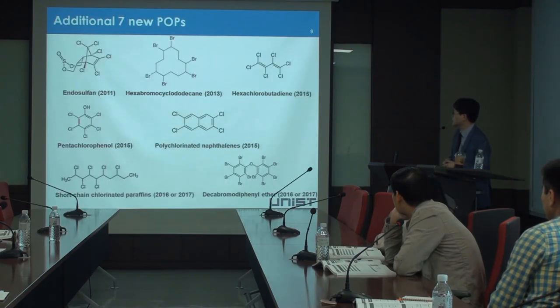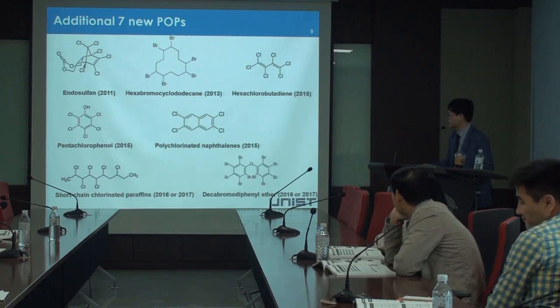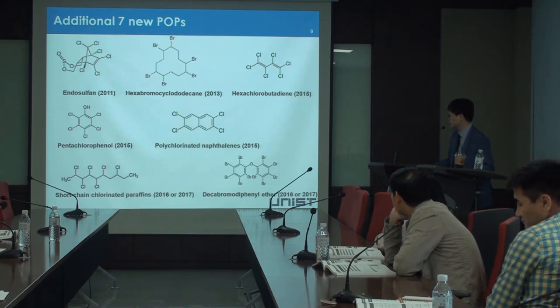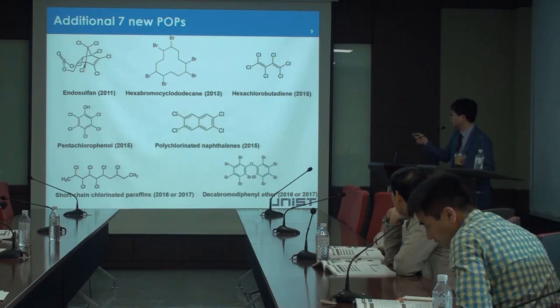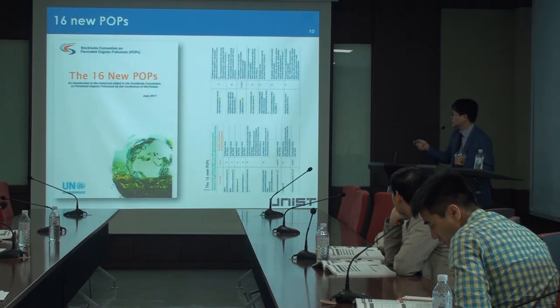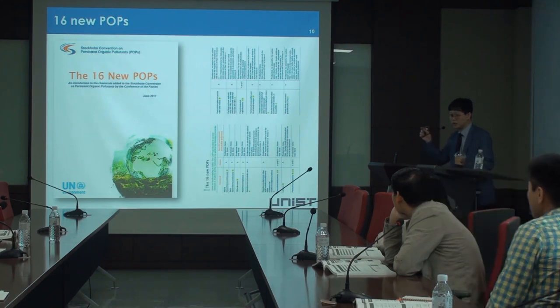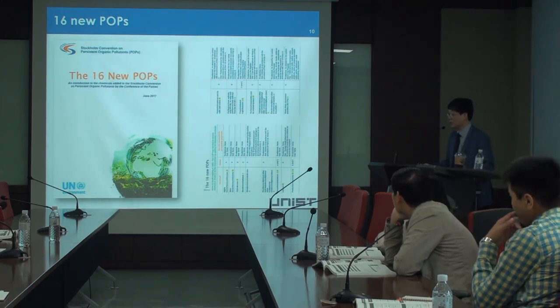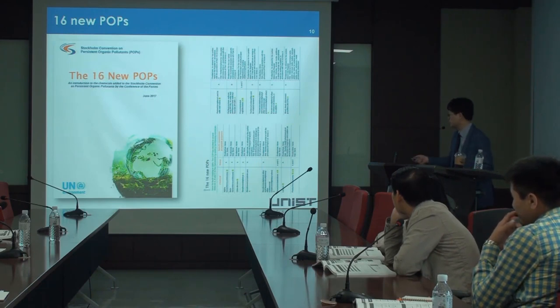Also, recently, there are 7 new POPs, the endosulfan pesticide and other chemicals, especially for industrial purposes. All these chemicals show similar properties. The aromatic or cyclic structure causes many problems. You can visit this website and download this very short report on the 16 new POPs, and you can get more information about those chemicals.